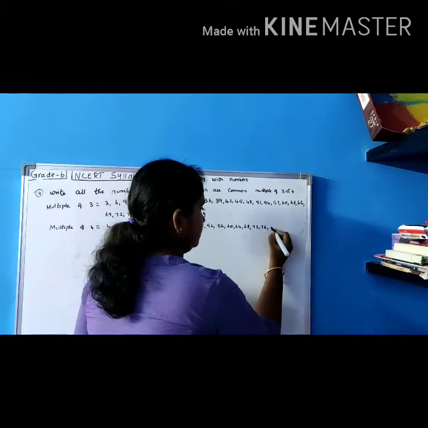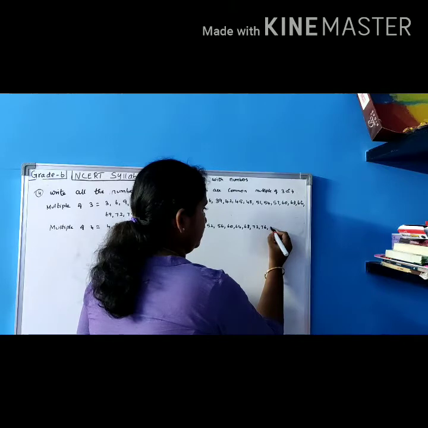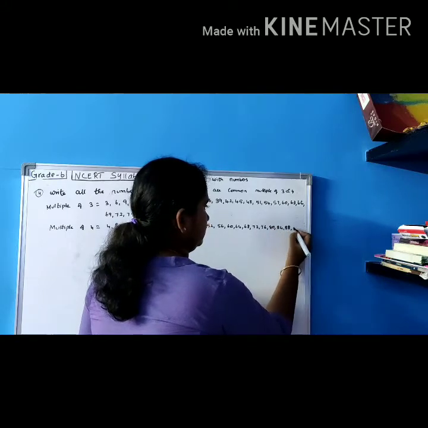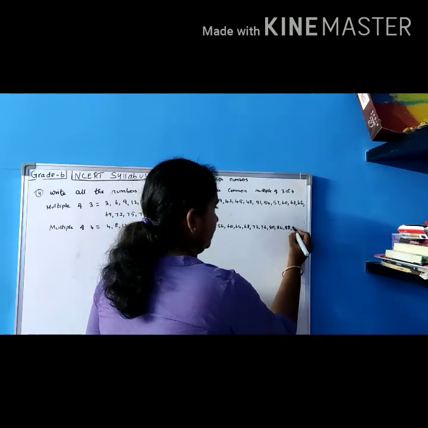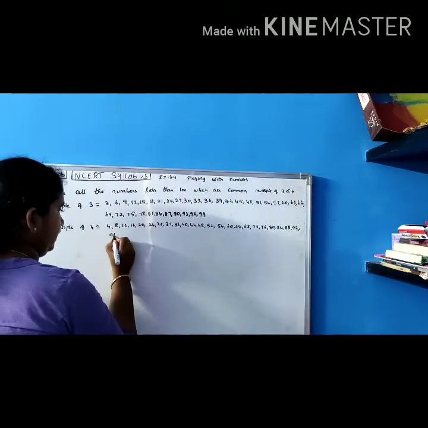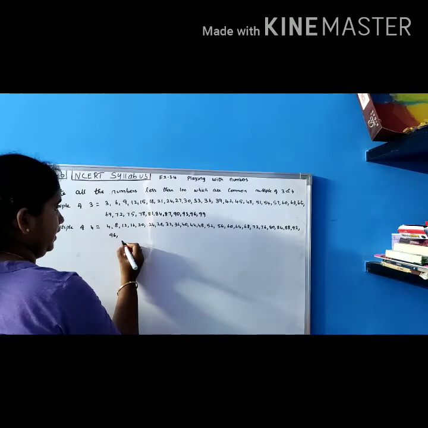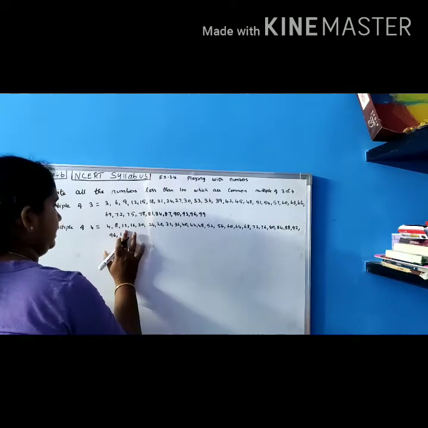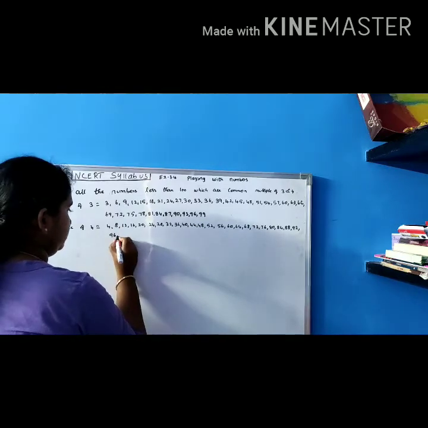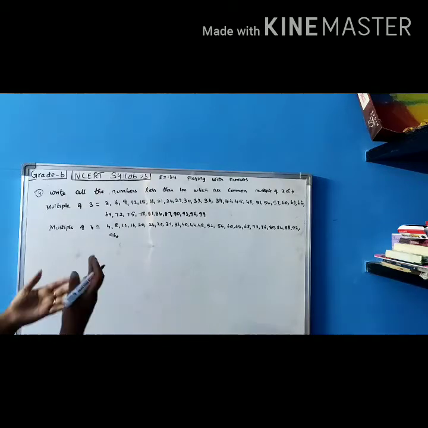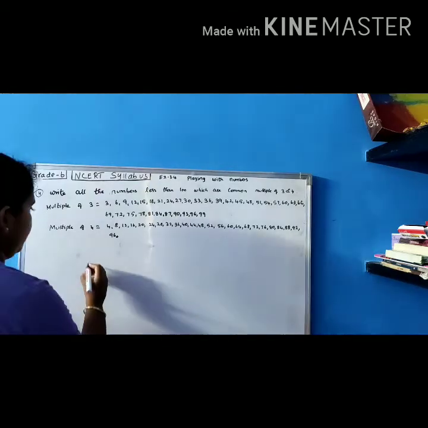76, 80, 84, 88, 92, 96. Then 100. But they said less than 100. They did not give less than or equal to. So up to 96 it's completed. Okay children, now compare this and write the common multiples.